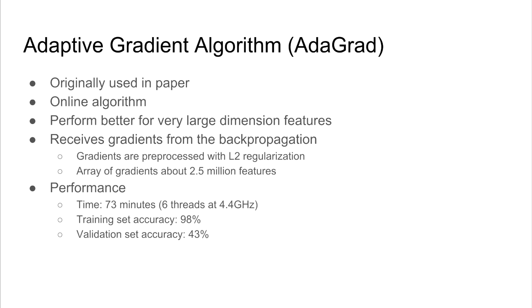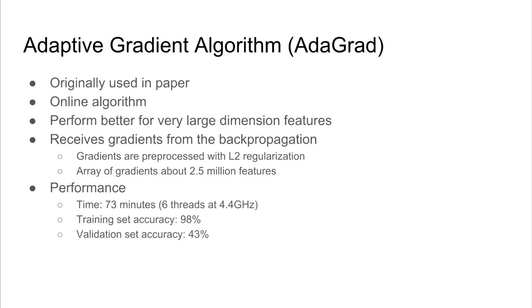Adaptive gradient algorithm, or Adagrad, was the algorithm they used in this paper to compensate for such a large feature set. So it's online, and performs better on these high dimensionalities. They do L2 regularization before they send it to Adagrad. And just to give you a comparison, the feature set on this algorithm is almost 2.5 million features. So incredibly large. Normal gradient descent does not work very well.